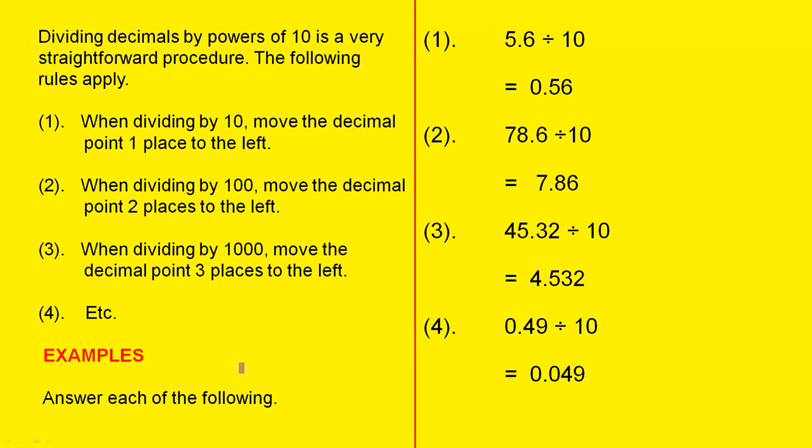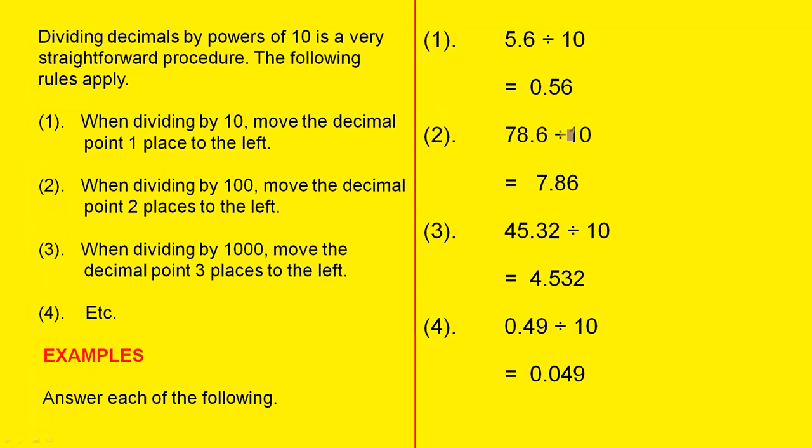Let's look at some examples. Answer each of the following. 5.6 divided by 10. Now the rule says when we divide by 10, we move the decimal point one place to the left. So here it is here. Move it one place to the left and we get 0.56 for the answer.